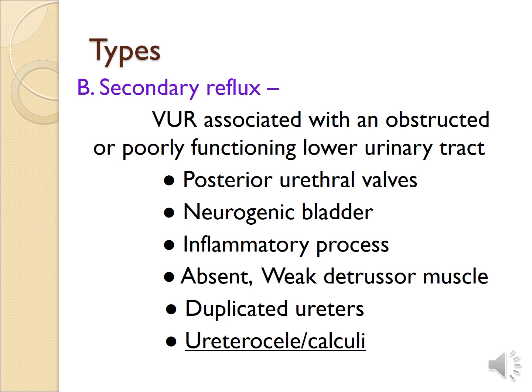Secondary reflux, or secondary VUR, is associated with an obstructed or poorly functioning lower urinary tract, which occurs in posterior urethral valve, neurogenic bladder, inflammatory process, absent or weak detrusor muscle, duplicated ureters and ureterocele or calculi. So in all these conditions the urinary tract functions poorly and the reflux can occur. So this is known as secondary reflux.